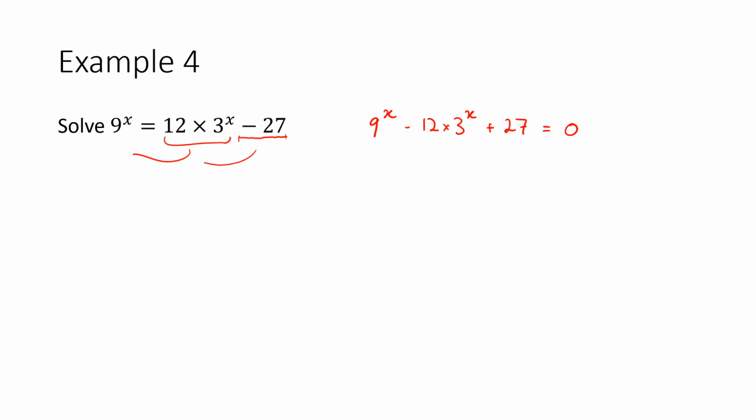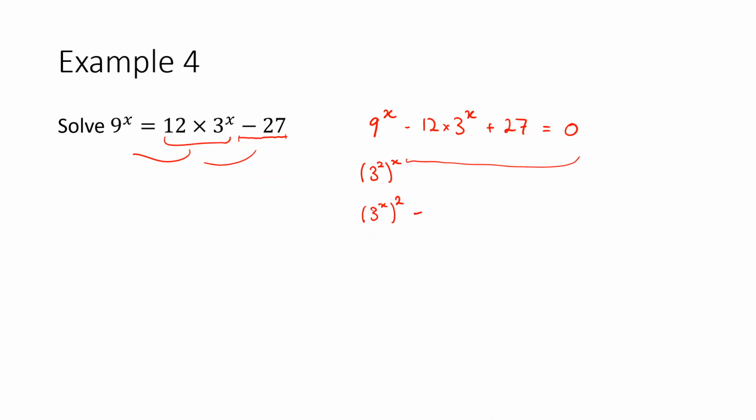Now notice the 9 and the 3, they're related to each other because 9 is 3 squared. 9 is a power of 3. So I can write the 9 as 3 squared to the power of x. All this stuff will just stay the same. But if you think about it, I can also write it as 3 to the power of x, squared. If you don't believe me, use your index laws to expand these two and you'll end up with the same thing. So I'm going to write 9 to the power of x as 3 to the power of x, squared.